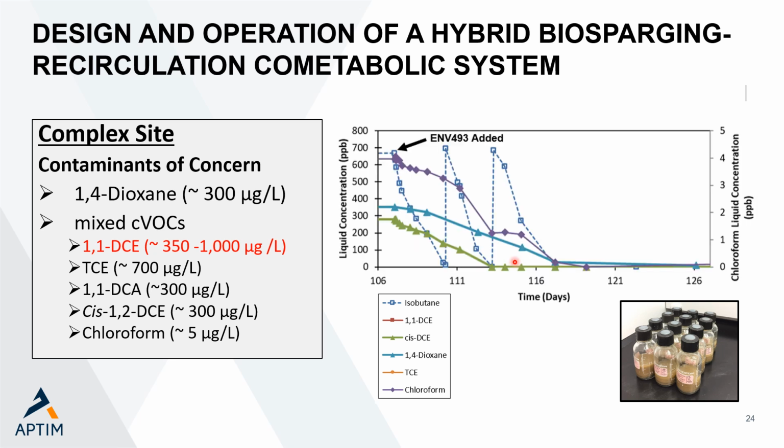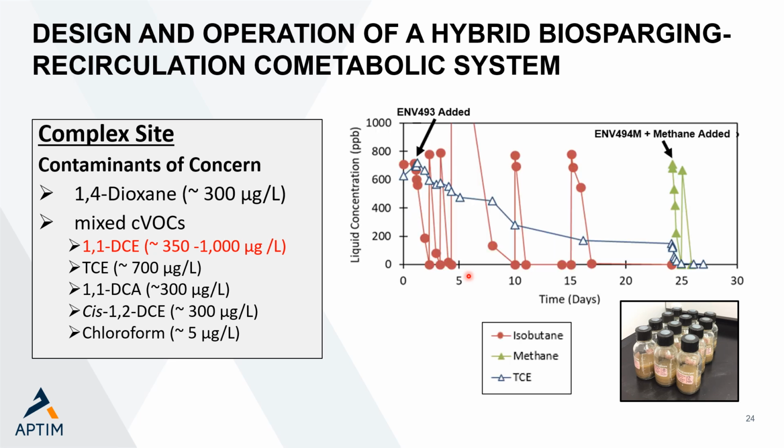Now, the other contaminants of concern, including chloroform, 1,4-dioxane, and cis-DCE, were also degraded by 493. And in particular, when the 1,1-DCE was gone, the strain then degraded all of these other contaminants of concern. The one exception was TCE, and ENV 493 degrades that relatively slowly, but we actually enriched a consortia of methanotrophic bacteria, so those are organisms that grow on methane from the site, that could degrade TCE very, very readily.